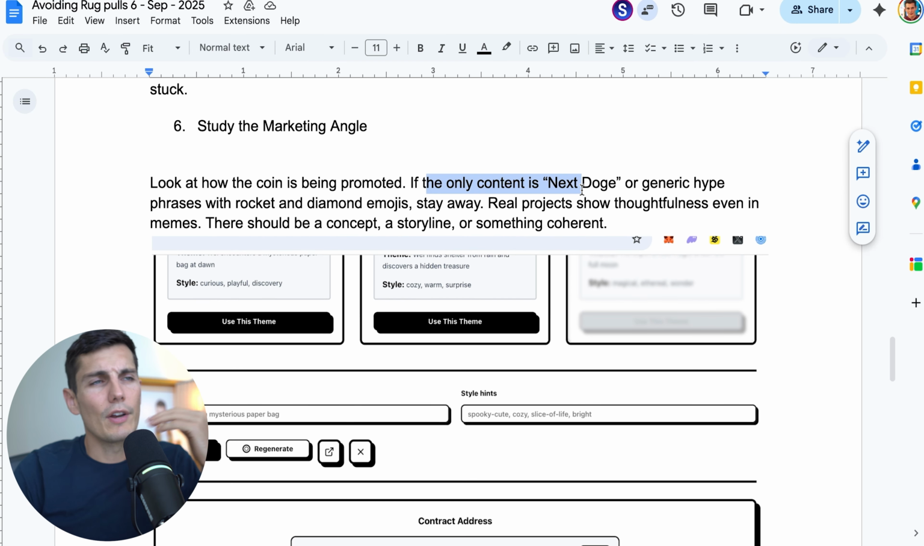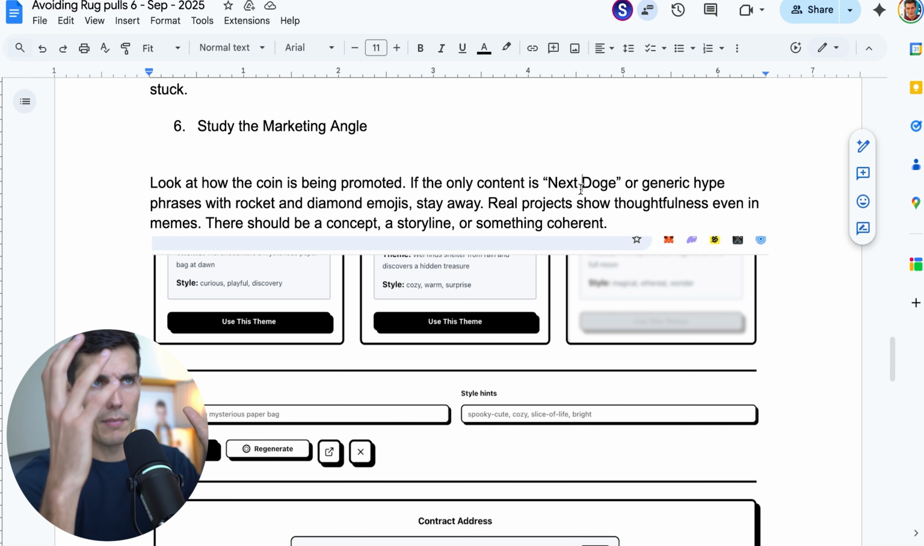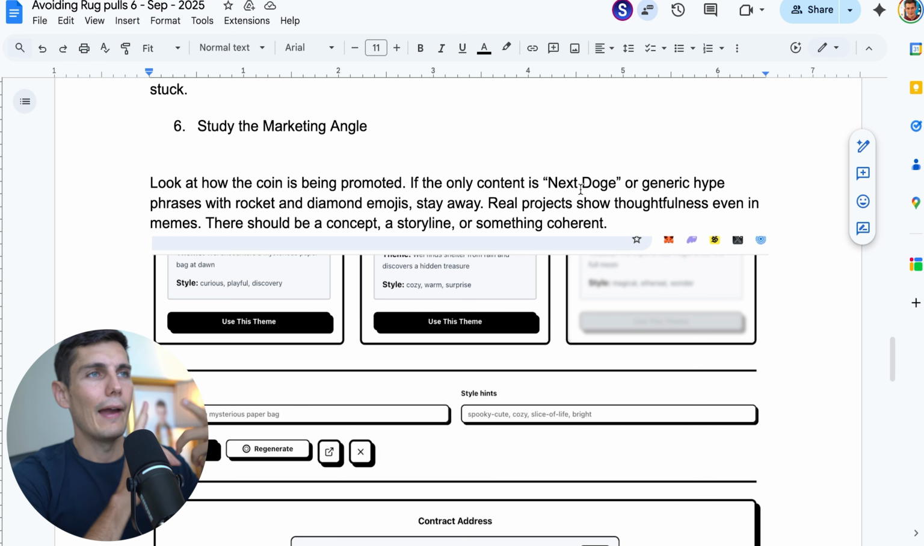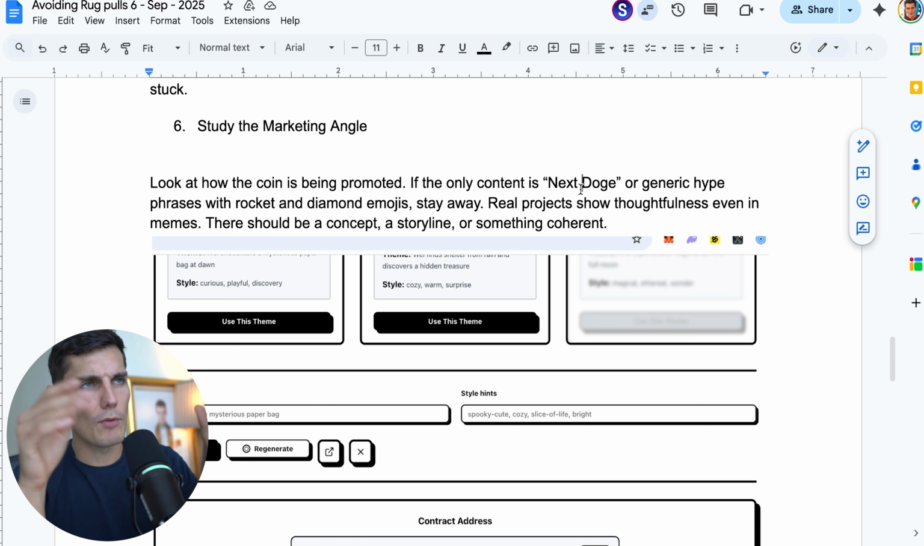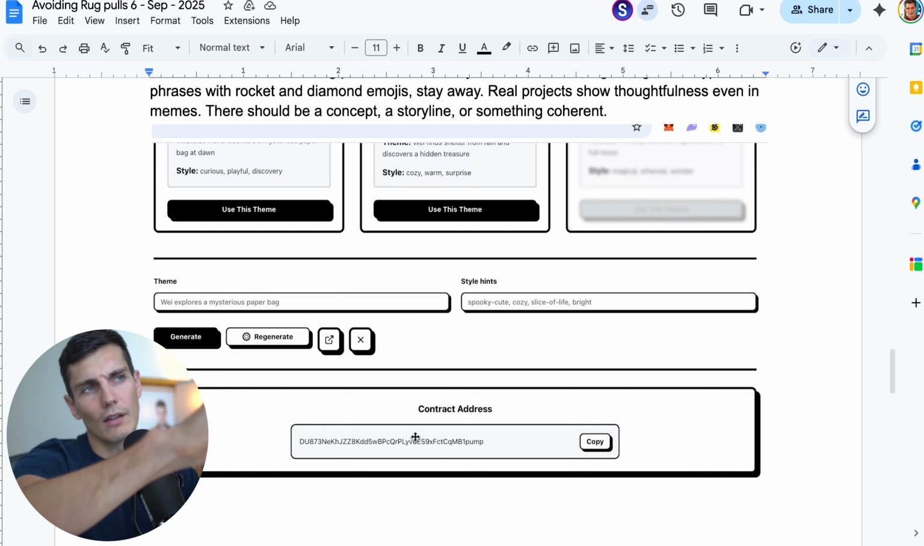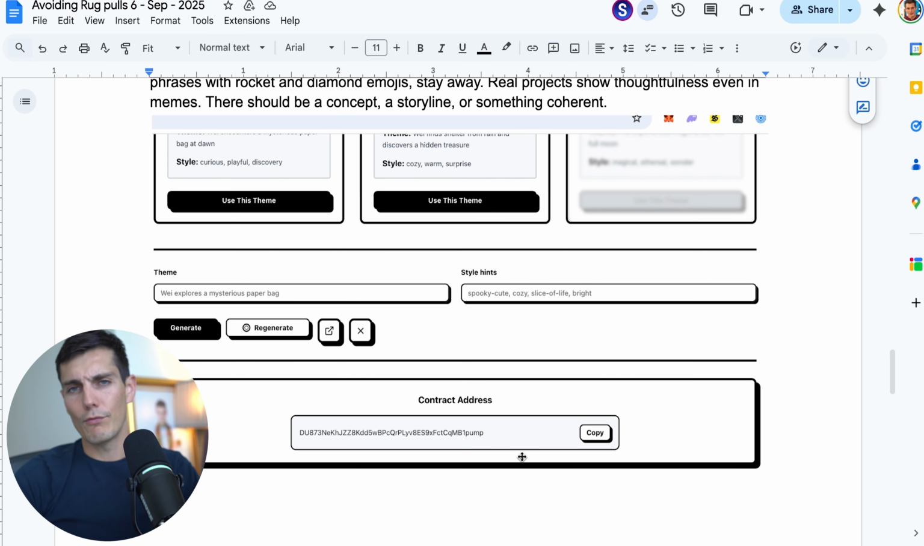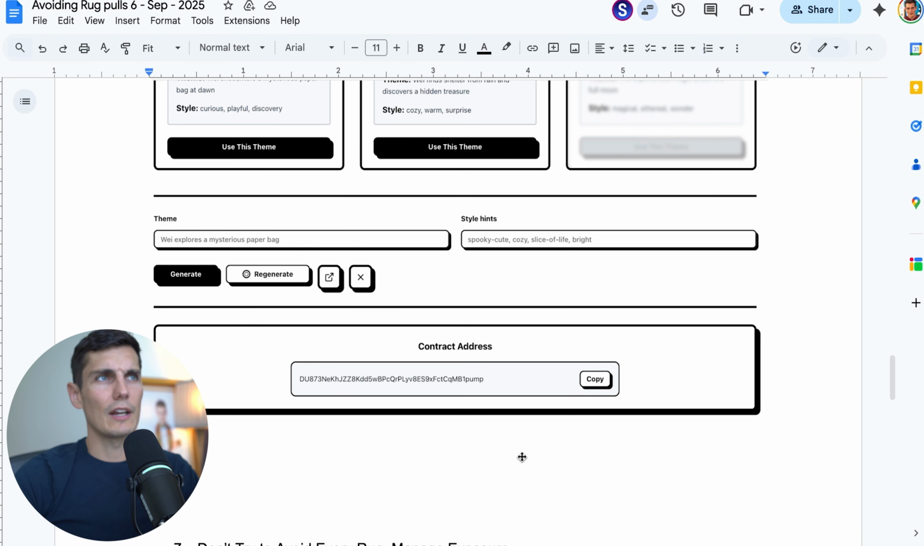If the only content is like "next Doge, next Daddy, next do," it's usually not going to go as high as the first one that they mentioned. And then also the generic hype, which is like diamond hands and tons of emojis, rocket emojis, whatever, stay away. So look for the real project, with a community being built and people being engaged. A lot of the time, I see a website that is just a placeholder with the contract address. And what they do usually is relaunch the coins again and again and again.